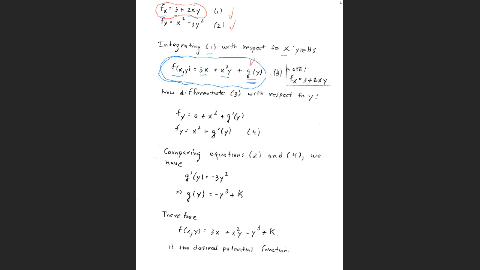So now I've utilized the first equation up here, but I've not utilized the second equation. Well, the second equation is about a partial derivative of f with respect to y. So I'm going to take this equation here, equation 3, I'm calling it now. I've got to keep track of things. I'm going to differentiate number 3 with respect to y. And if I do that, I'm going to get the partial derivative of f with respect to y equals 0 plus x squared plus g prime of y.